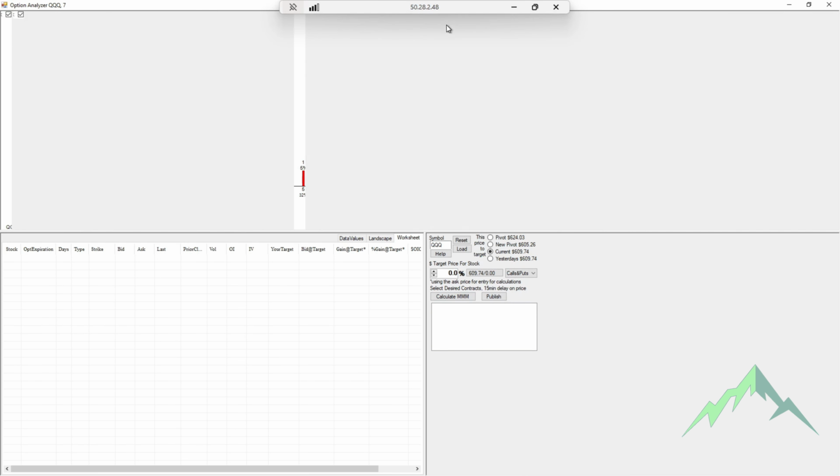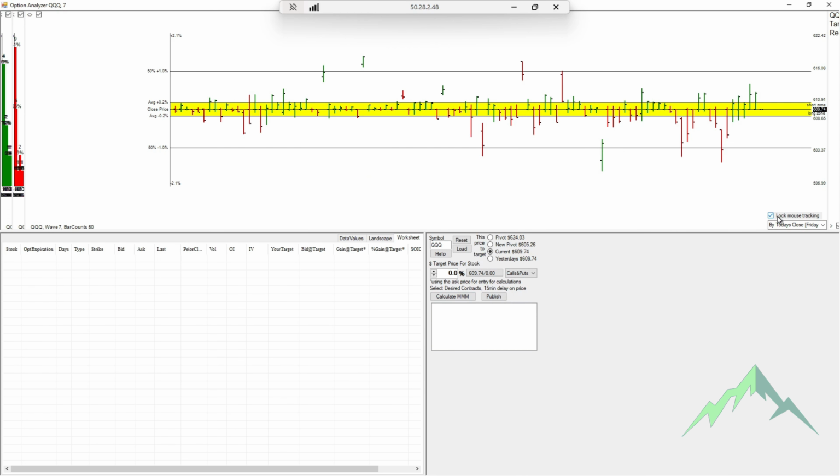So I'm just going to say it one more time again. 7-wave 60-minute option analyzer. Make sure you have current selected. And this is your yellow box. So we grabbed our yellow box values. We grabbed all the values to the upside. Now we'll just chart out max or average range to the downside, which will be right about here, I'd say.